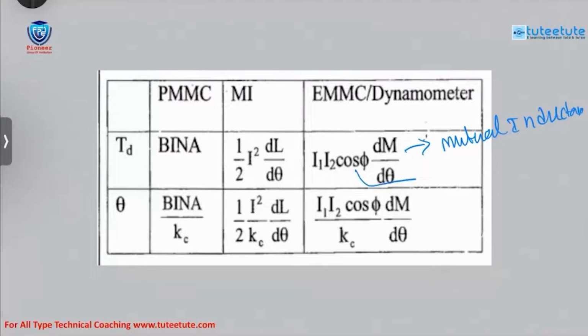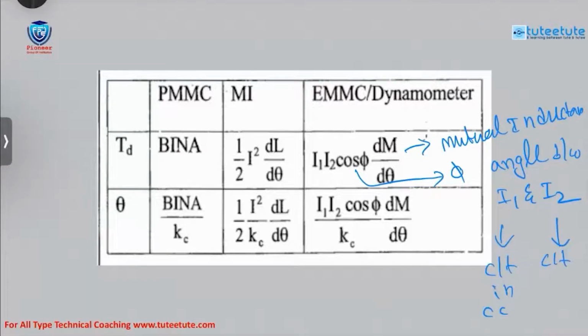And here, phi is the angle between I1 and I2, where I1 is the current in the current coil, CC, and I2 is the current in the PC, the pressure coil. Actually, from our exam point of view, the relations are important. So the deflection is directly proportional to both I1 and I2. For our exam, we need to just remember the formulas. We may get one or two, mostly conceptual questions only on this topic.